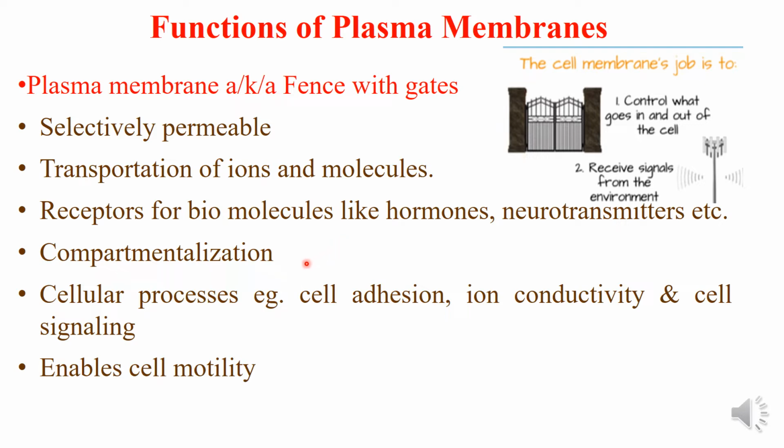Plasma membrane enables compartmentalization, that is, it separates one cell from the other, and various cell organelles are separated by membranes which are lying within the cytoplasm. Cellular processes, for example cell adhesion, ion conductivity, and cell signaling, are also carried out by plasma membrane. Plasma membrane enables cell motility during cell division.